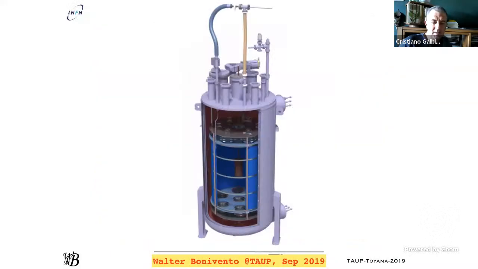And here is the detector, which is located at Canfranc laboratory that will test the purity of the argon generated by the ARIA project. So there is a question from Iftikhar Ahmad. Iftikhar, if you could read it out, please.